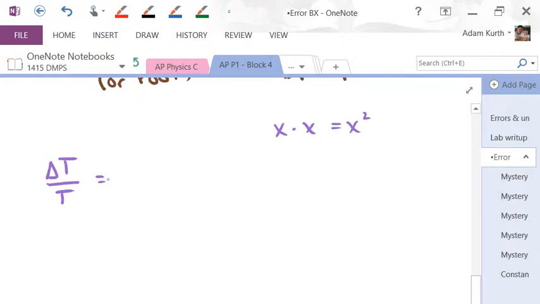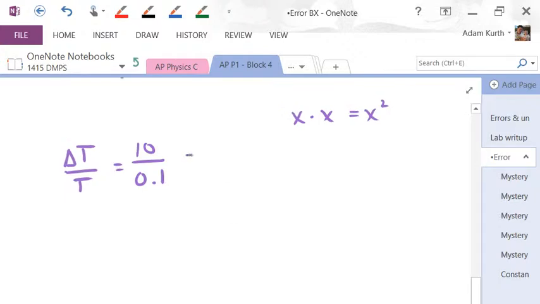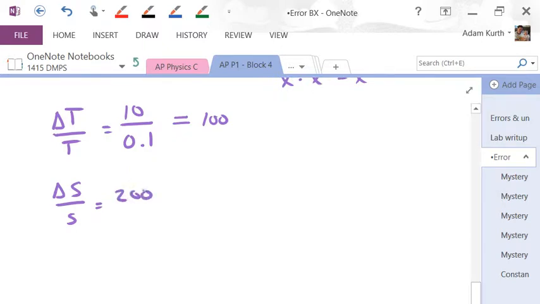So that's just going to be 10 divided by 0.1, right? You might even be able to do that one in your head. What do you get? 100? Yeah. Okay. How about delta S divided by S? We could probably figure that out logically as well, right? You don't actually have to plug that one into your calculator. Plug it into your brain and figure it out.